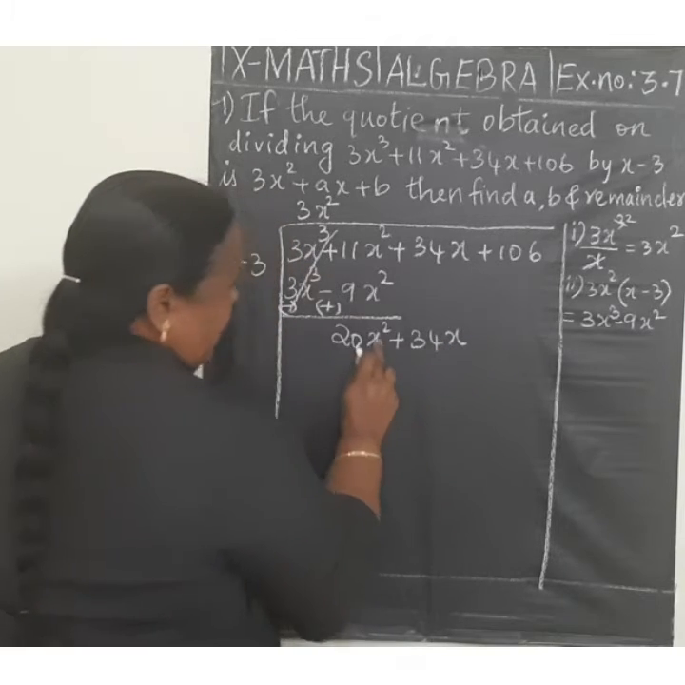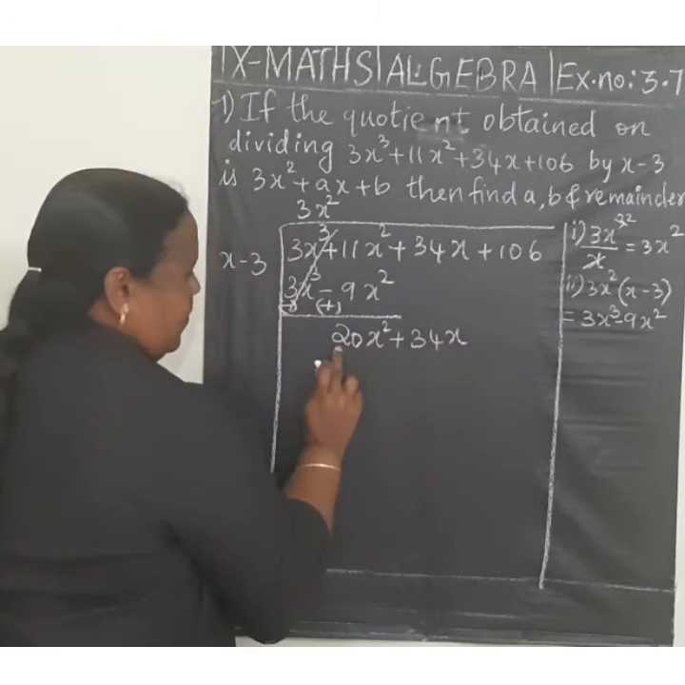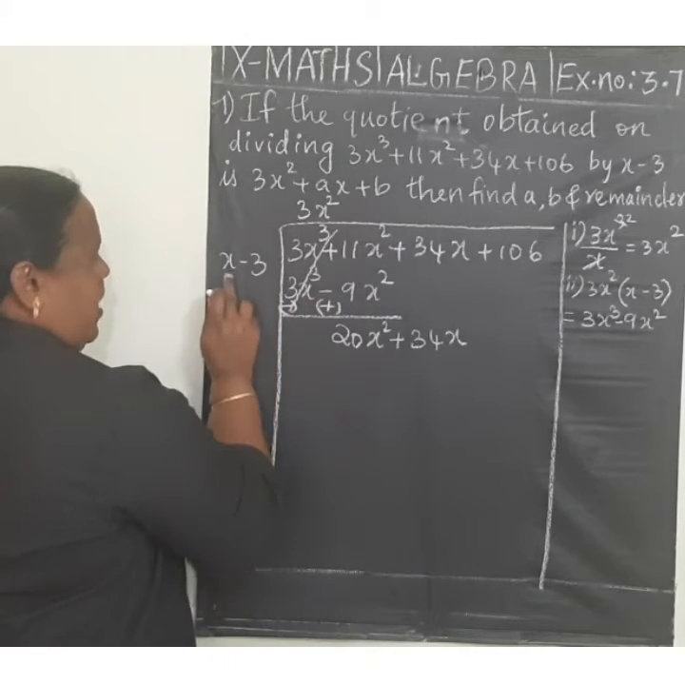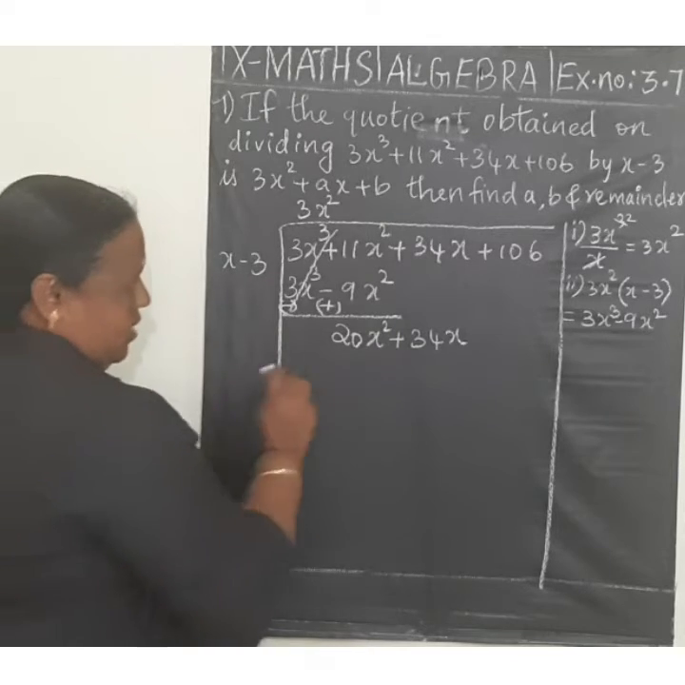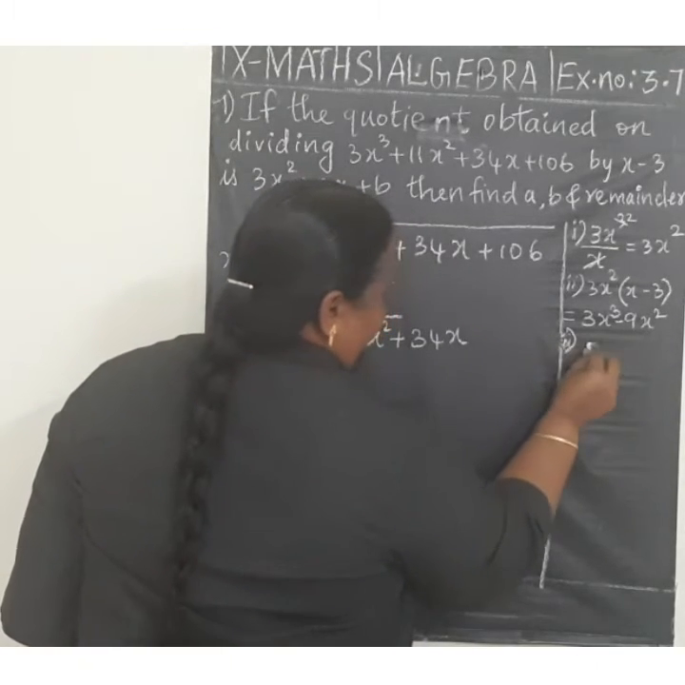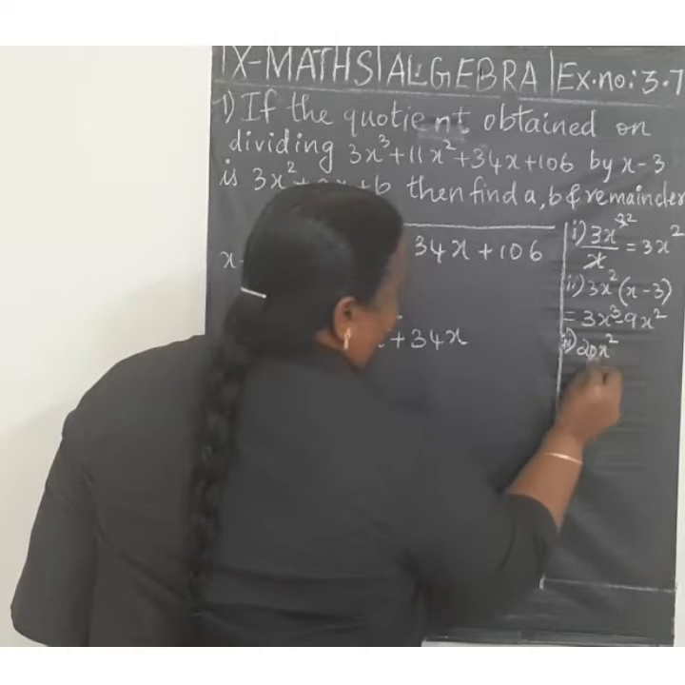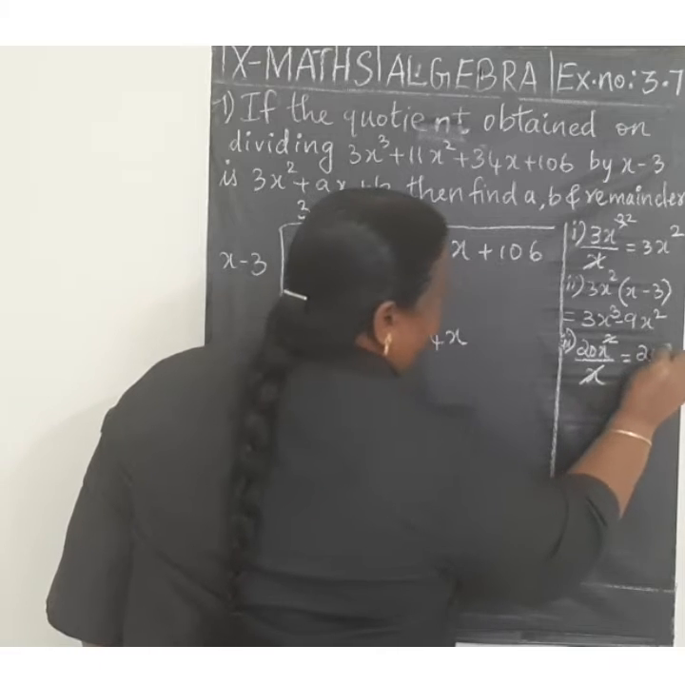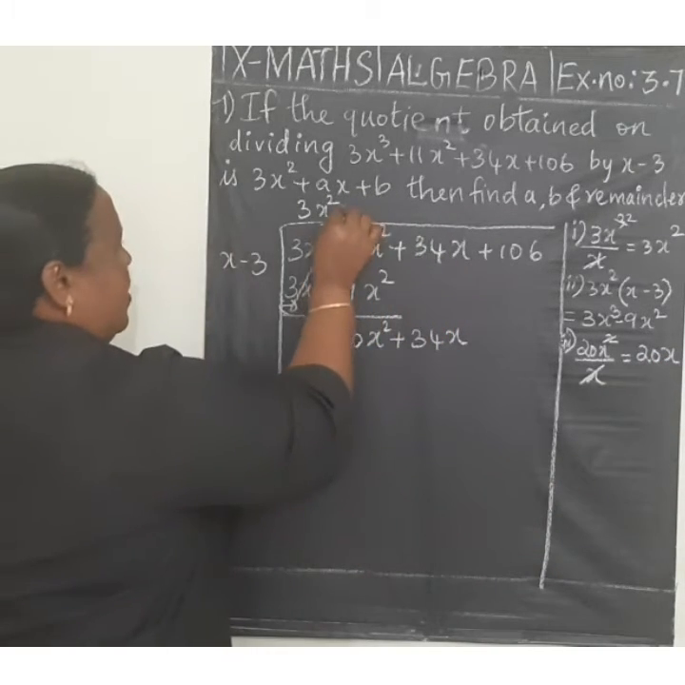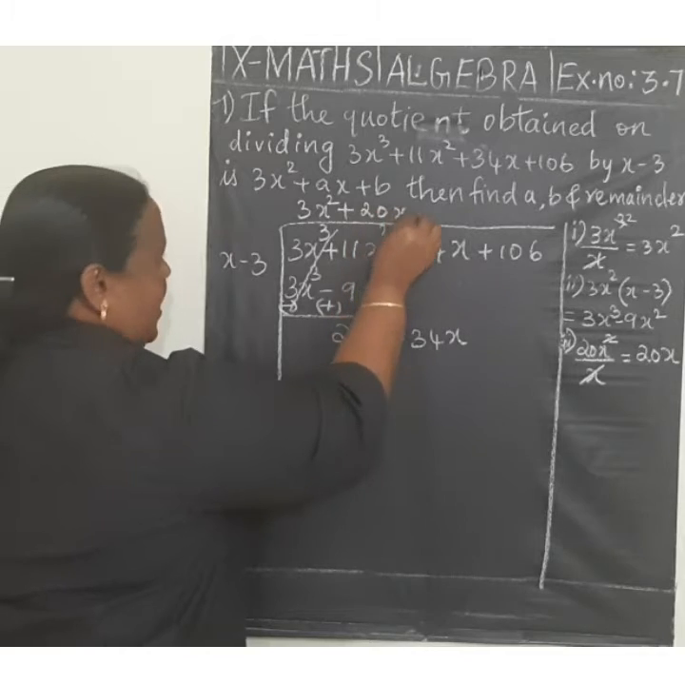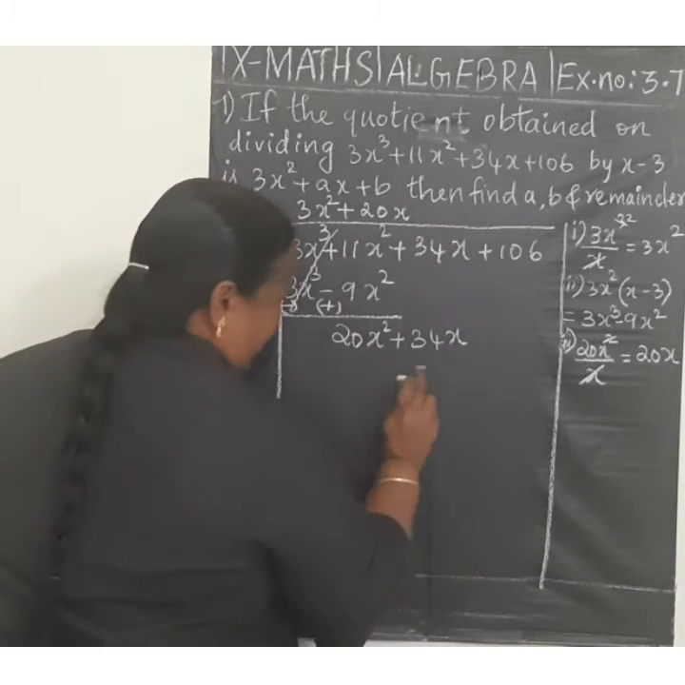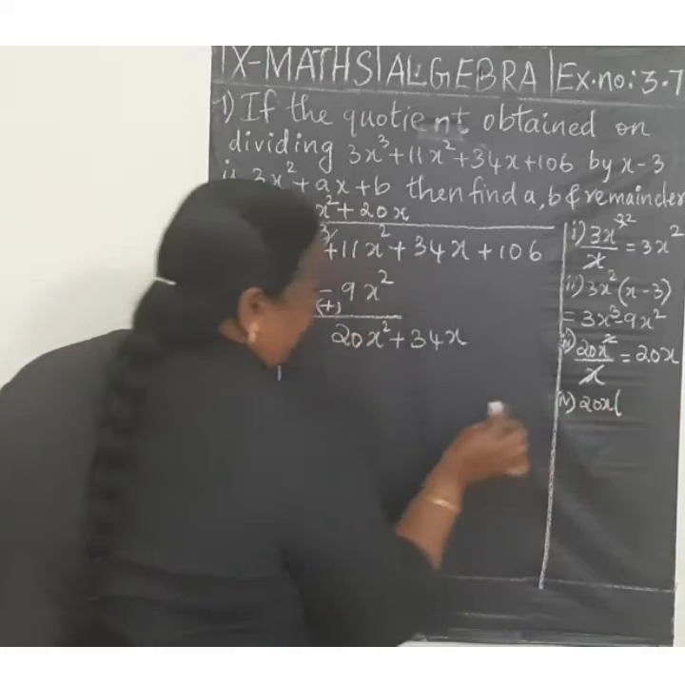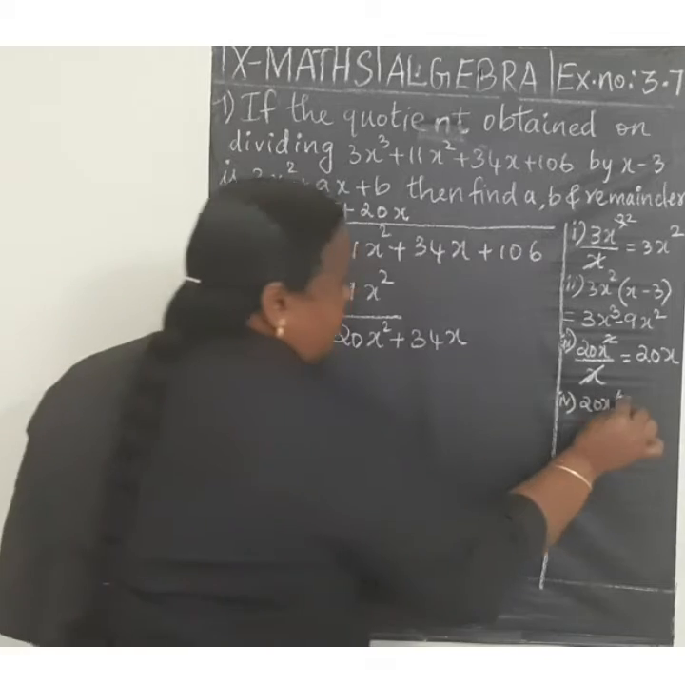The next term is plus 34x. Now in this 20x squared plus 34x, the first term is 20x squared. We take this 20x squared and divide it by the divisor's first term x. So the third step is 20x squared divided by x. One x gets cancelled, we will be getting 20x. So here plus 20x. Next, to get these terms, we take this 20x and multiply it with the divisor x minus 3.